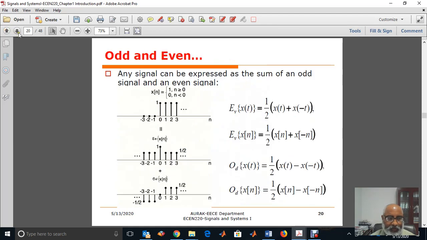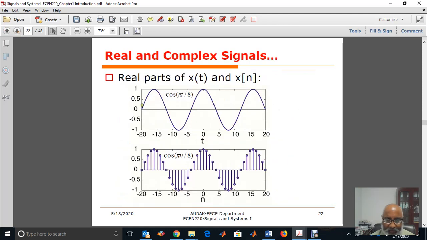So if I plot the real part for the continuous time, I have cosine of pi t over 8, like this. You can plot this, for example, in MATLAB as a function of time between minus 20 and 20. And remember what the fundamental period is. The fundamental period, we calculated before, is 16. So after 16, it will repeat itself.